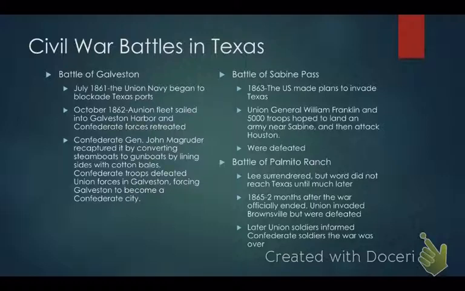April 1862, a Union fleet sailed into Galveston Harbor, and the Confederate forces retreated and got out of there. But Confederate General John Magruder recaptured it by converting steamboats to gunboats by lining the sides with cotton bales. And the Confederate troops defeated Union forces in Galveston, forcing the city of Galveston to become a Confederate city. There were still a lot of Union sympathizers, but now they had to follow the ways of the South.